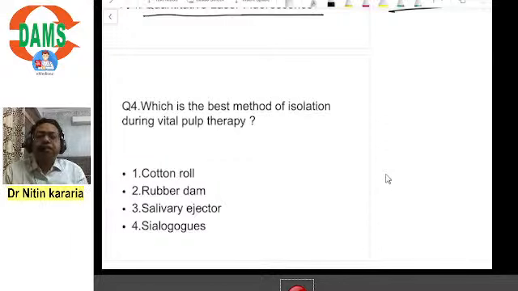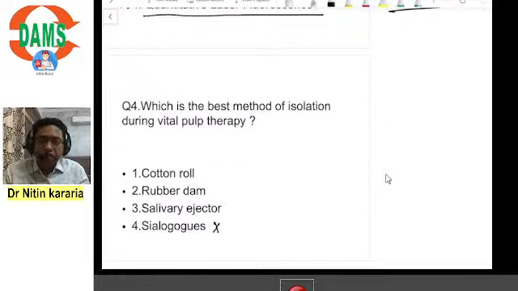Which is the best method for isolation during vital pulp therapy? Cotton roll isolation, rubber dam isolation, salivary ejector, or sialagogues? See, sialagogues are basically the medicines which stimulate or increase the production of saliva. Definitely whenever we have to do tooth isolation, we have to control the saliva. So sialagogues is ruled out.